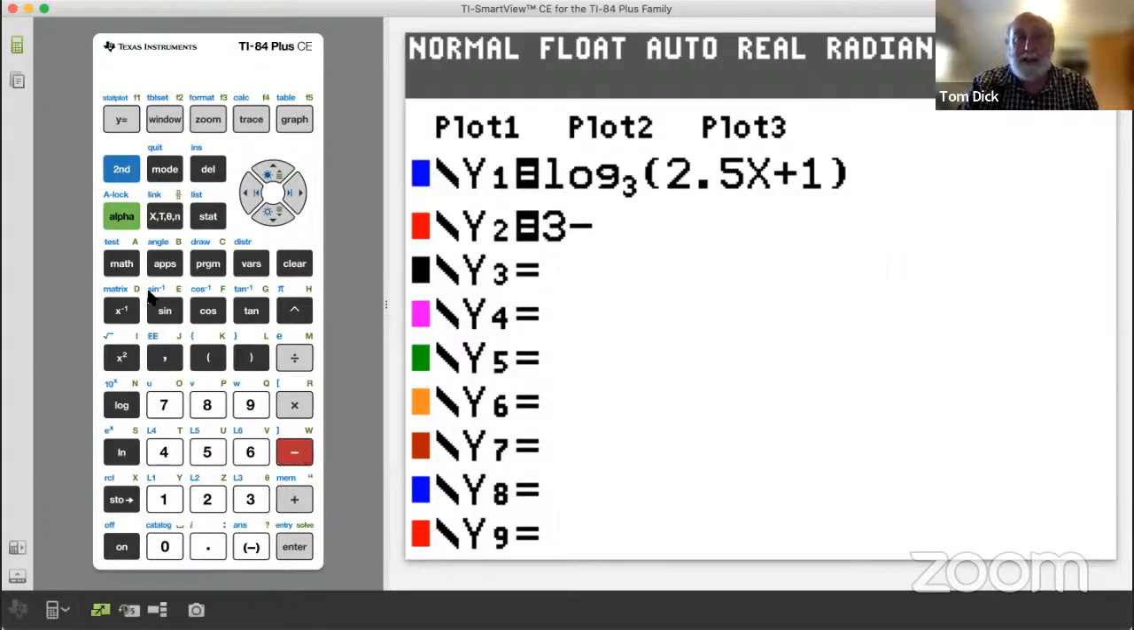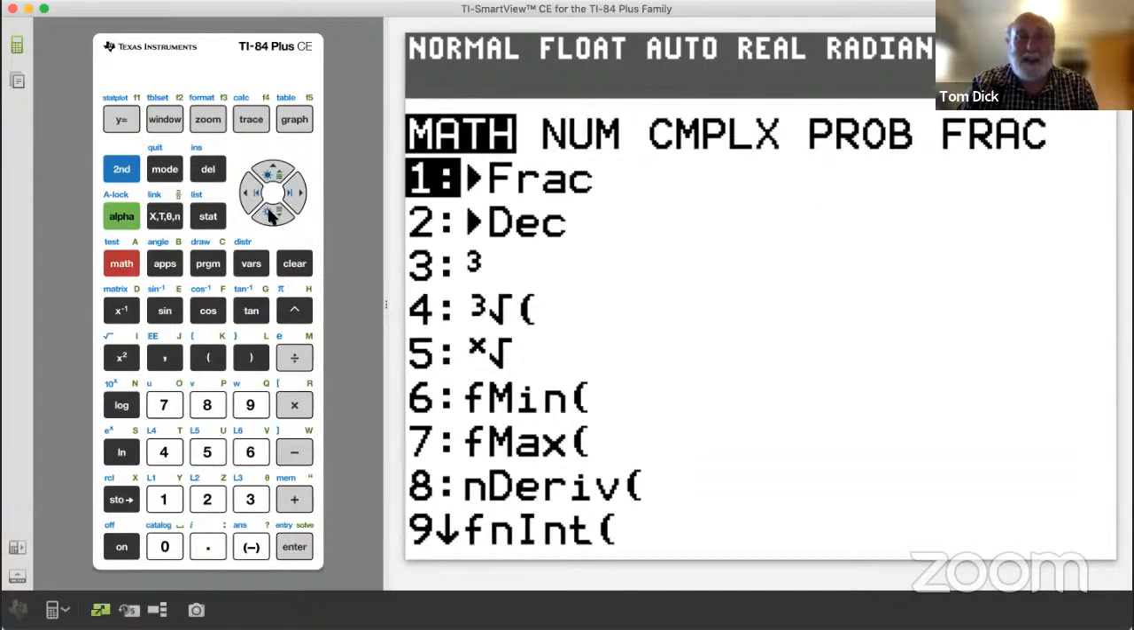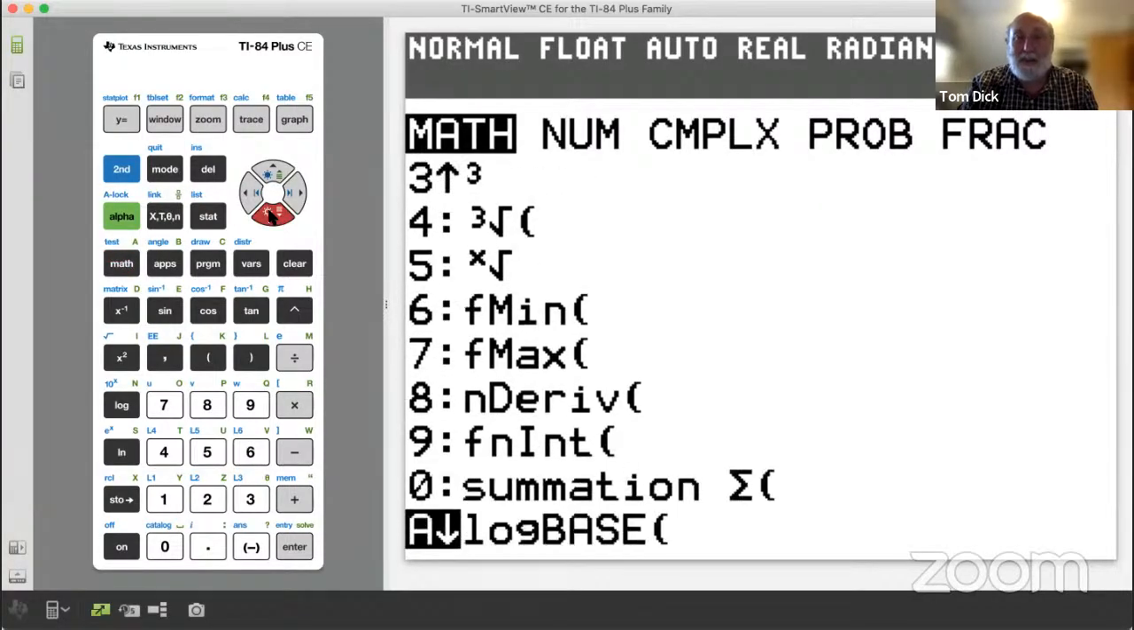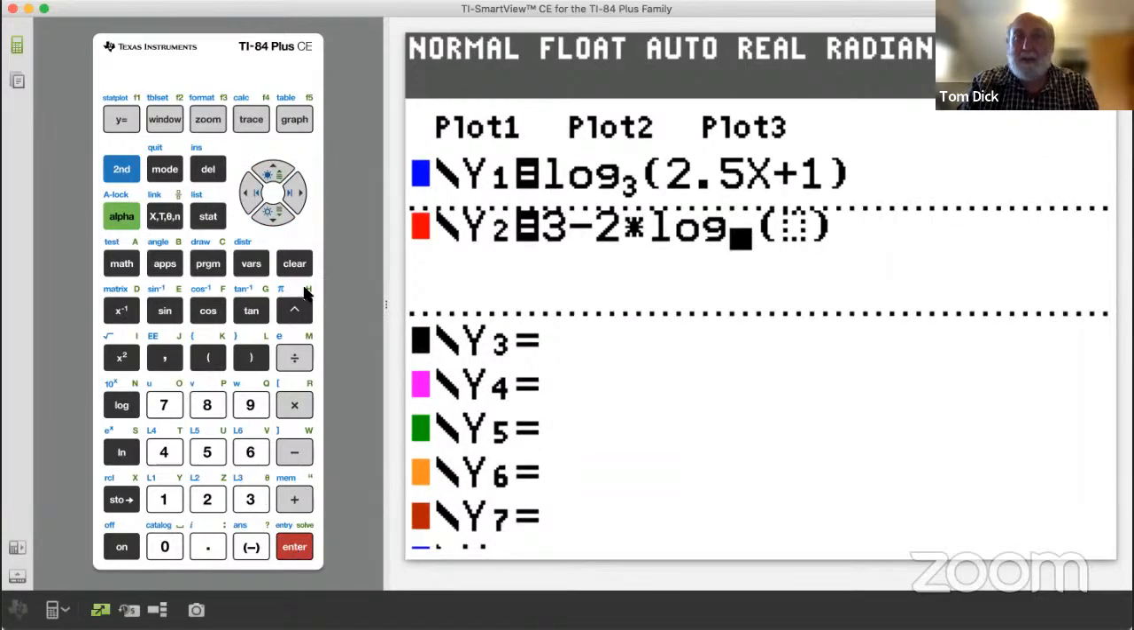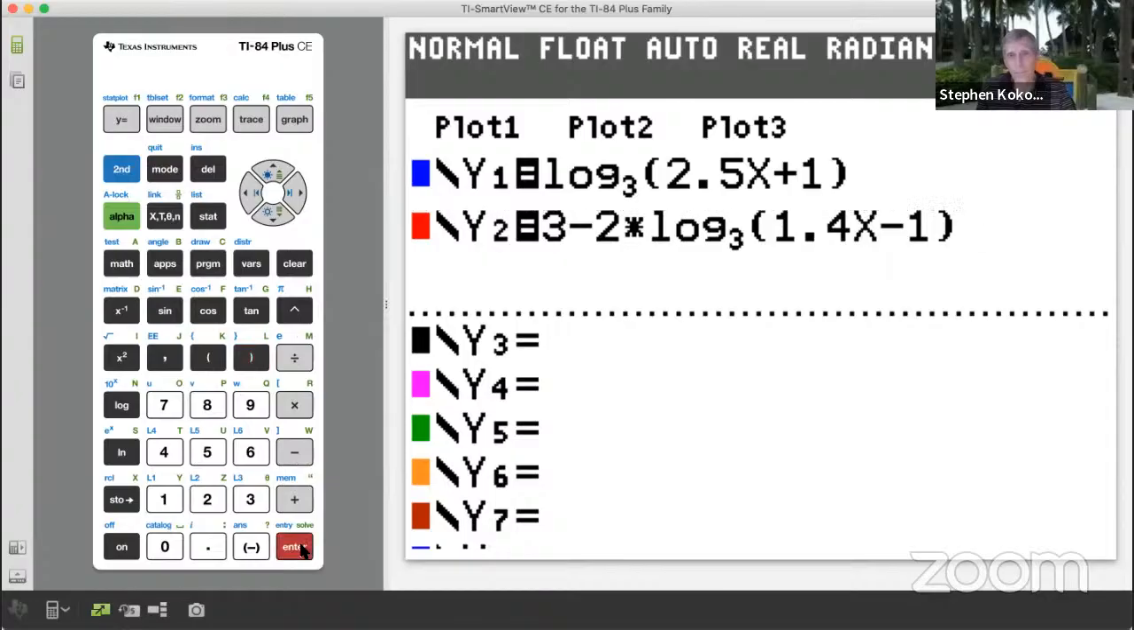It's 3 minus 2 times log base 3 of something. So let me pull up my math menu again. This time I'll scroll down. There it is, overshot. There we go, log base 3. And the argument here is 1.4x minus 1. Okay, so enter that.